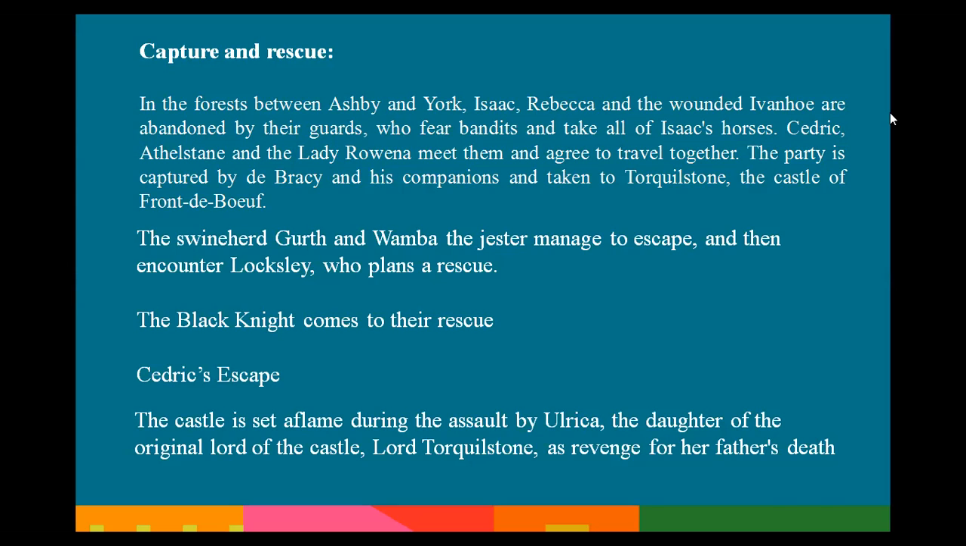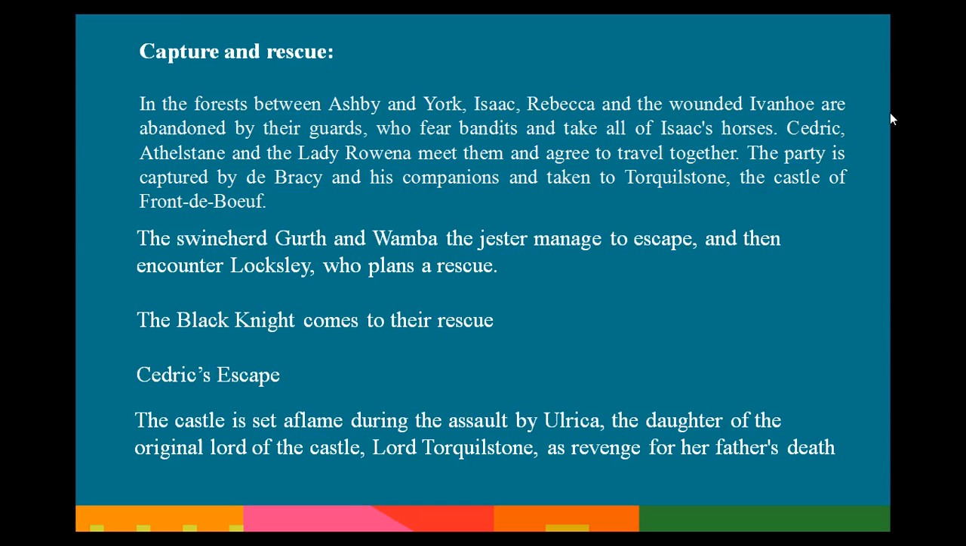So what happens is that Wamba, Cedric's jester, slips into the castle in the disguise of a priest, and then he takes the place of Lord Cedric, and Cedric in the disguise of a priest tries to escape. Before escaping the castle, he wanders around the castle, and he comes across Rebecca also. He comes across Ulrica. Ulrica tells him a story of how this castle, Torquil Stone, was usurped by these Norman knights, and her father was killed, and she wants to take revenge upon these Norman knights for the death of her father. Somehow Cedric escapes the castle.